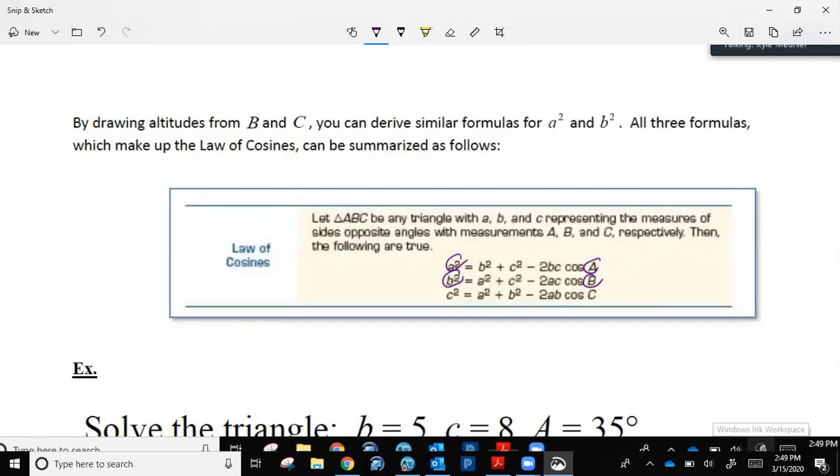Opposites pairing up on the edges, the other two in the middle. And then c squared equals a squared plus b squared minus 2ab cosine of C, where again, opposites are on the edges here, other two are in the middle. And if it's not ABC, we can apply this to any triangle.